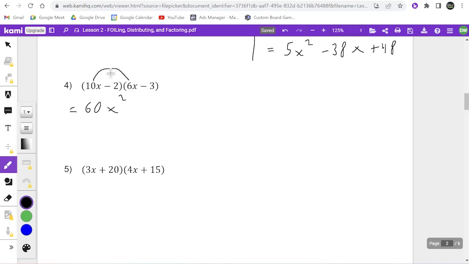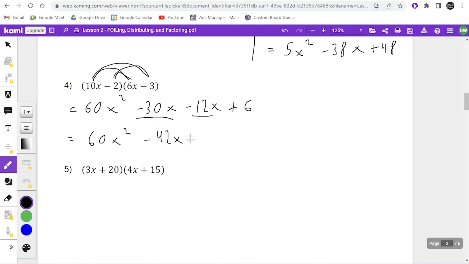Not so bad. Next, you have outer, 10x times negative 3. 10 times negative 3 is negative 30. So minus 30x. Then we've got the inner, negative 2 times 6x. That's minus 12x. And then the last, negative 2 times negative 3. Again, we have a double negative. That will become plus 6. And then you want to combine like terms. Negative 30x minus 12x is negative 42x. You'll get 60x squared minus 42x plus 6. And there's our final answer for that one. Any questions so far?